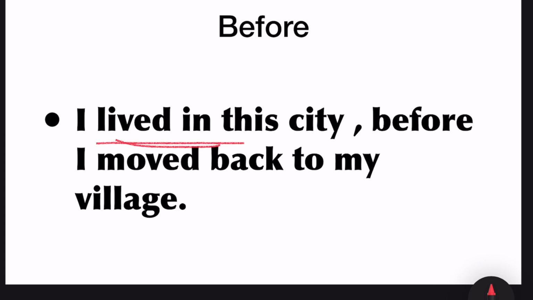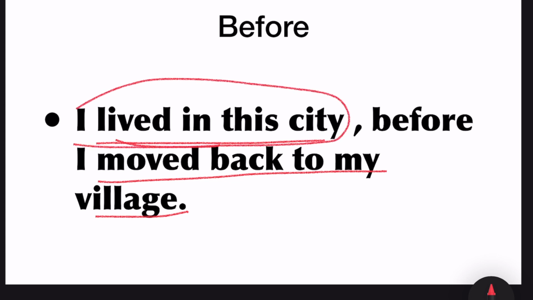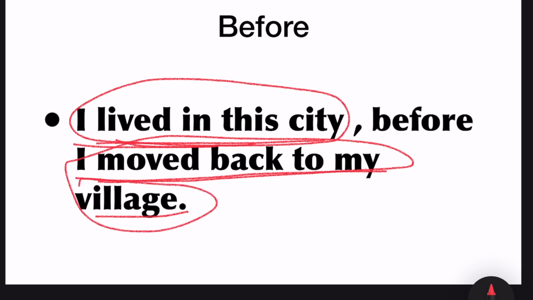Example, I lived in this city before I moved back to my village. I lived in this city is in past tense. I moved back to my village is also in past tense.